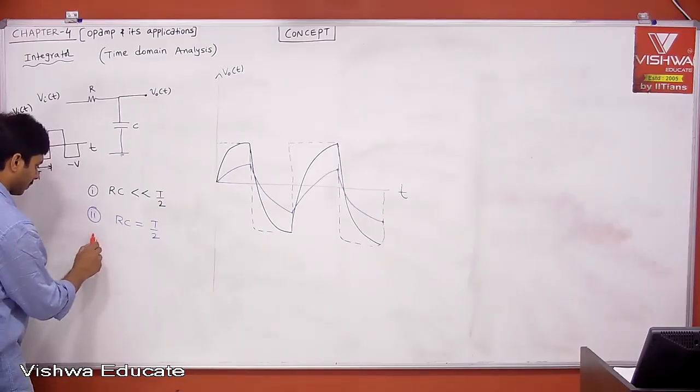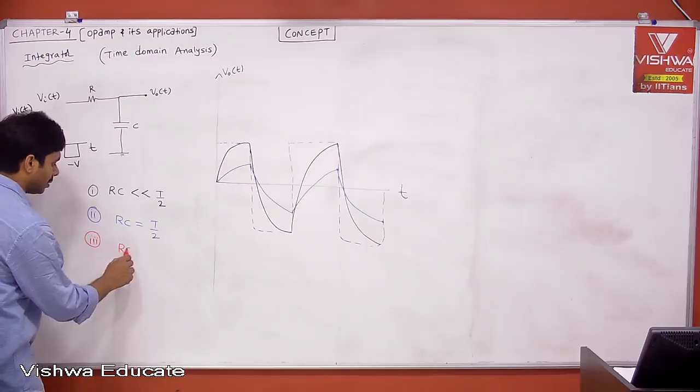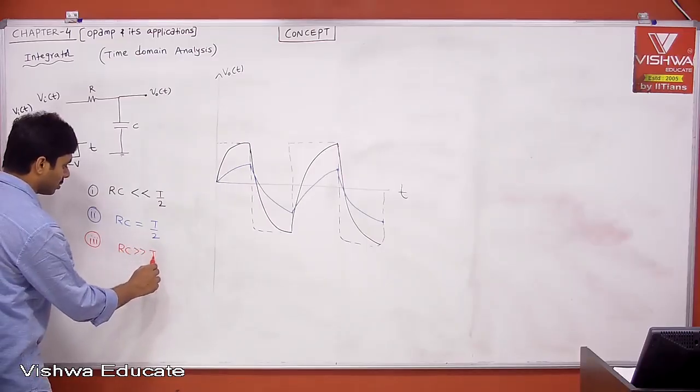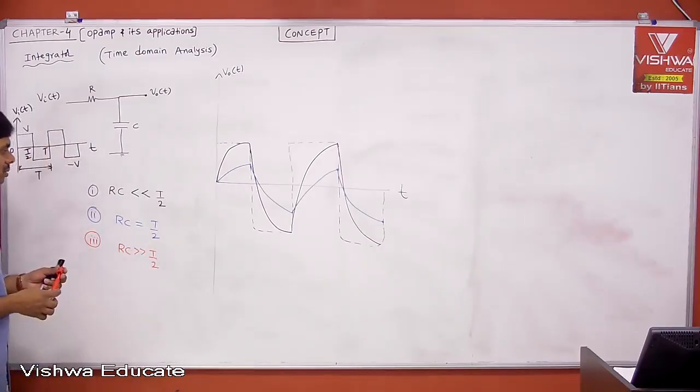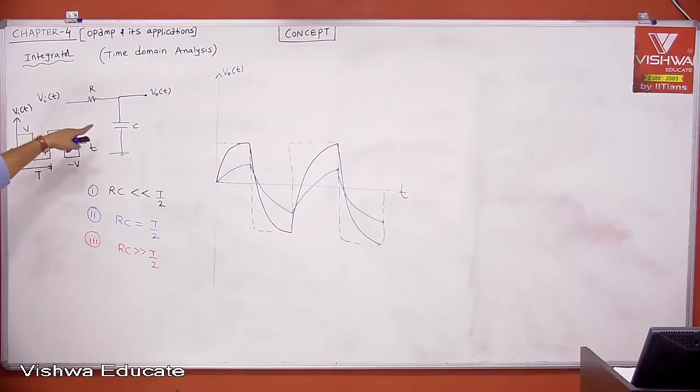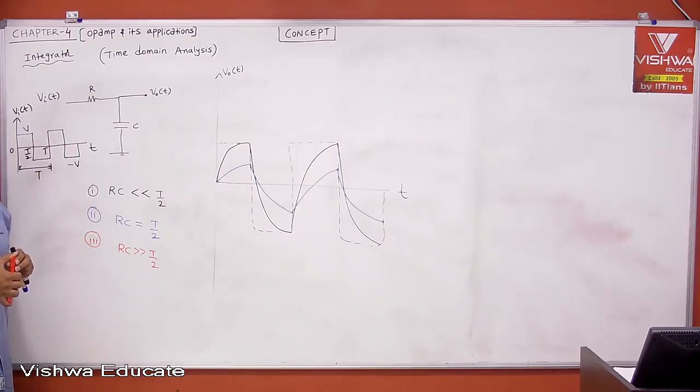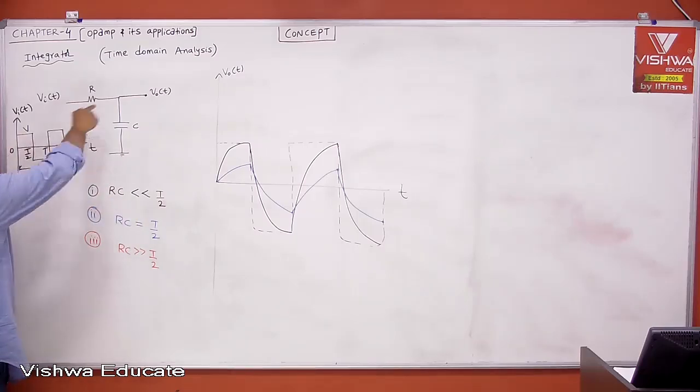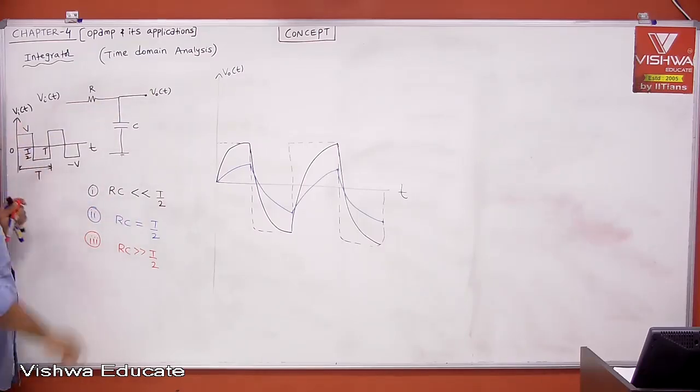Case 3, RC value is very much greater than T by 2. Means, what does it mean? The time constant of the circuit is very much greater than T by 2. Means, in a given time of T by 2, your capacitor cannot charge. It will charge, but it will charge very slowly. We need to have more time to see the capacitor voltage reach V.